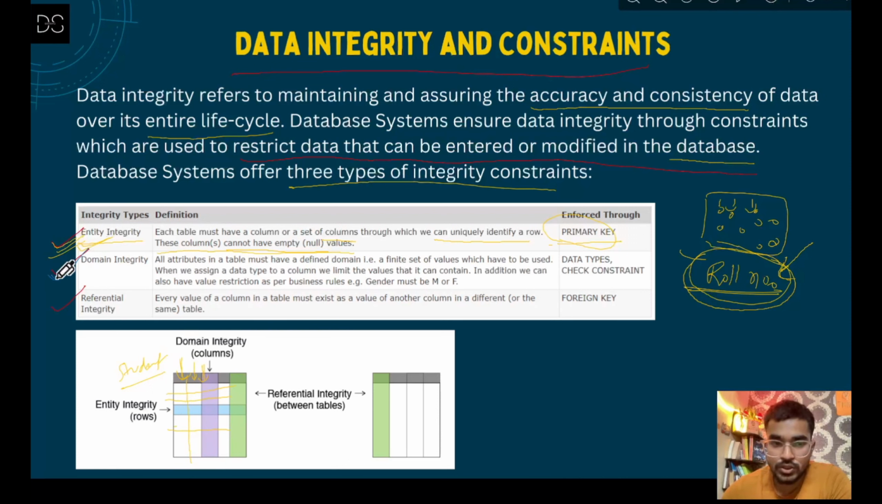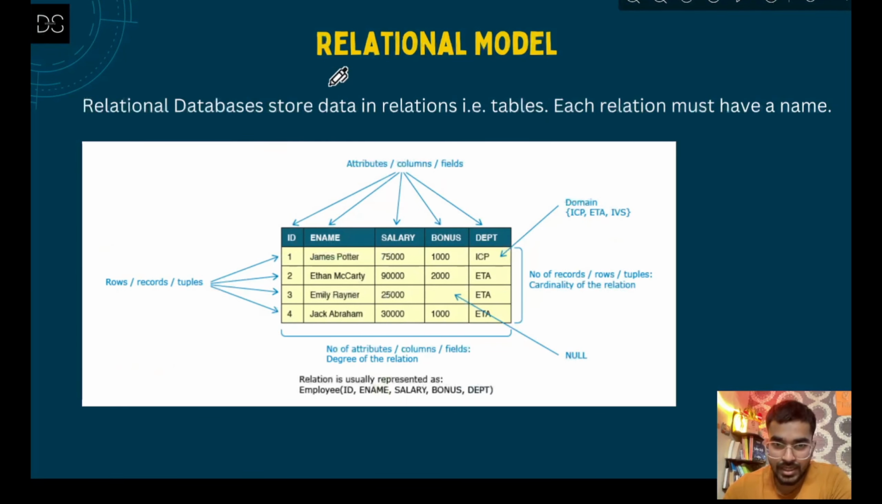Now we are going to discuss domain integrity. So what does it say? That all attributes in a table must have a defined domain, that means a finite set of values. We learned the term domain in the last session, in the relational model. So what does a domain say? Whatever set of values is defined in a domain, only those values can be entered into that column. So this column cannot contain any extra value that is not available there.